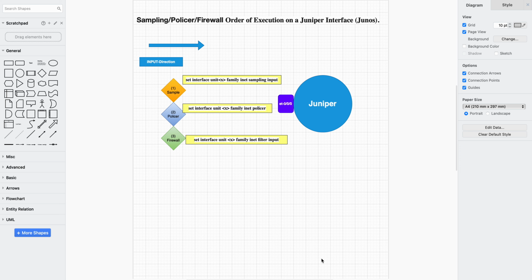Hi, hello. Today we're going to talk about which particular functionality starts getting processed first on a Juniper interface.